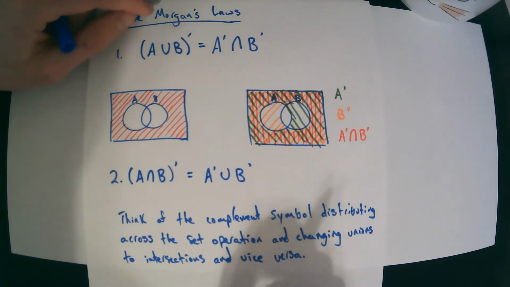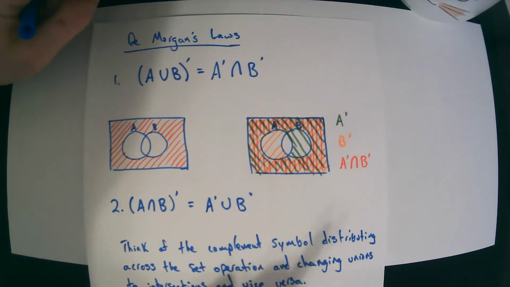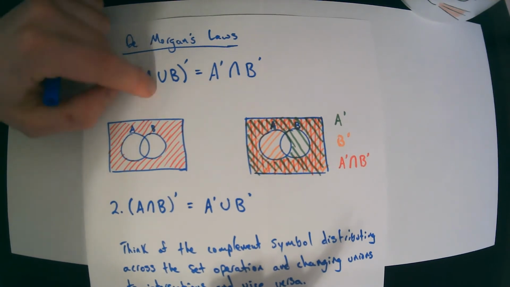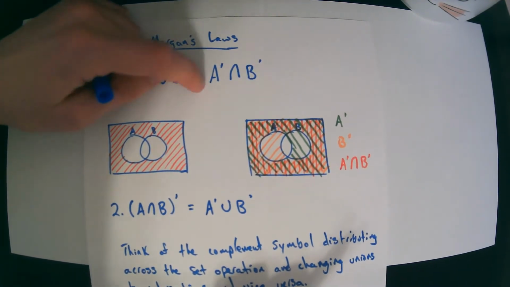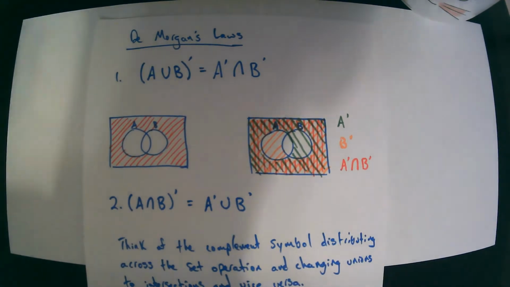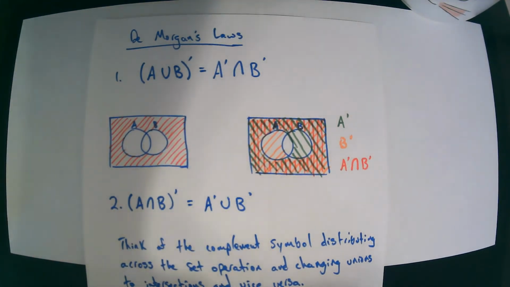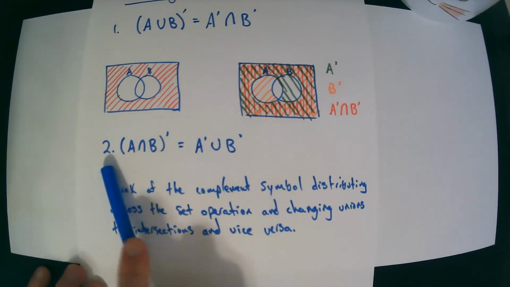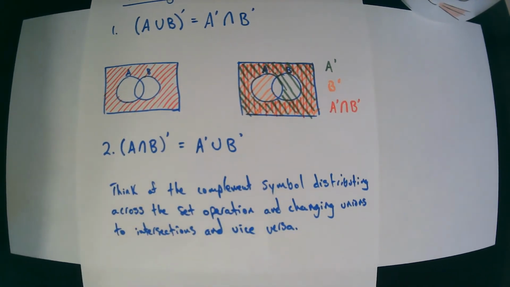It's almost like a negative sign on the outside of a plus problem, the addition problem. A plus B with a negative on the outside means you negate both. Well, anyways, maybe not a perfect analogy, but you can think of these complement symbols as distributing and flipping that set operation, because that's what De Morgan's laws do. Let's do an example.